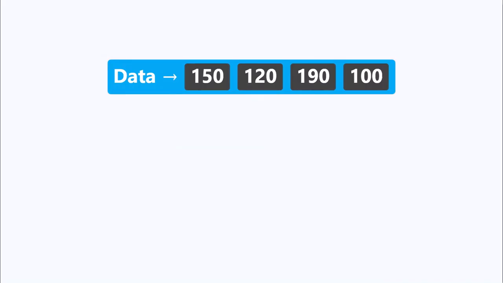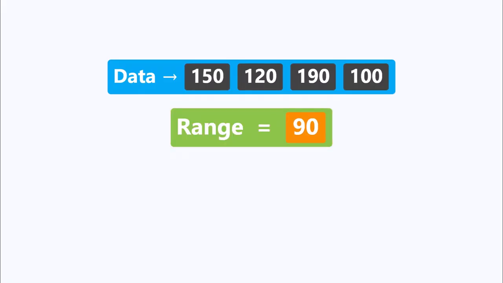Here's one more practice question. Be careful with large numbers. Pause and find the spread of the data. The maximum is 190 and the minimum is 100. The range is 90.